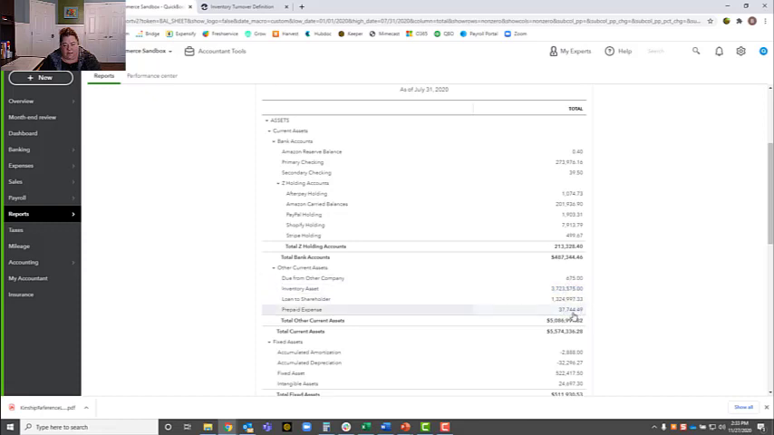This prepaid is another one that I probably can't really liquidate. This basically represents money that I've prepaid at this point in the year for expenses that I'm going to enjoy throughout the rest of the year. So these two are ones that I probably would not include in my quick ratio.